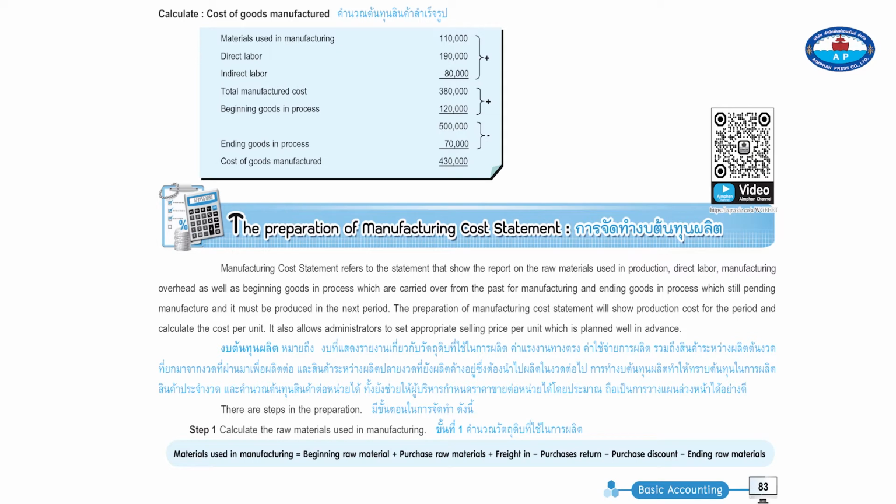Step 1. Calculate the raw materials used in manufacturing. Material used in manufacturing equals beginning raw material plus purchased raw materials plus freight in minus purchases return minus purchase discount minus ending raw materials.